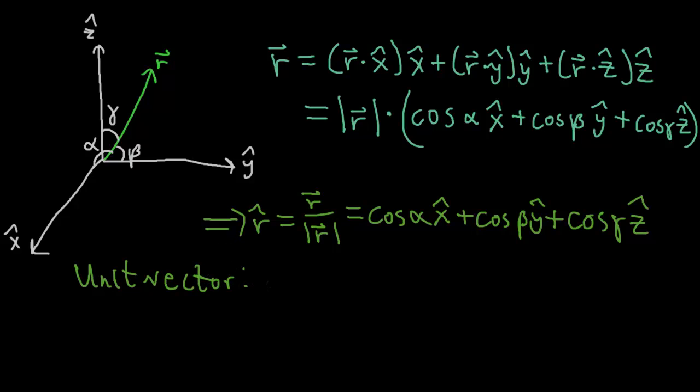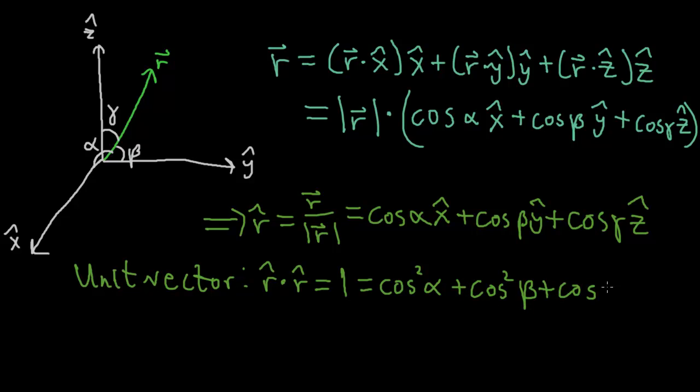So unit vector means that r hat dotted with itself equals 1, but then the dot product of this right-hand side with itself is just this thing times itself plus this thing times itself plus this thing times itself. So I'm just taking the dot product of this by multiplying each of the three components by itself. So that gives us cosine squared alpha plus cosine squared beta plus cosine squared gamma. So that was what we needed to show, that the sum of those three gives 1.